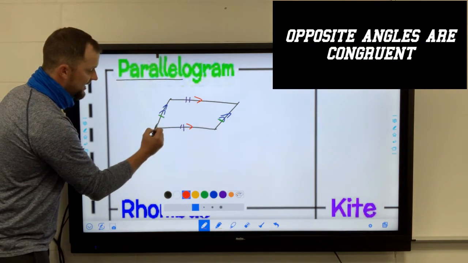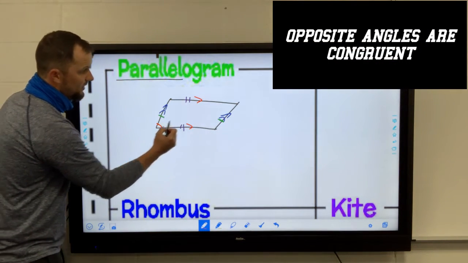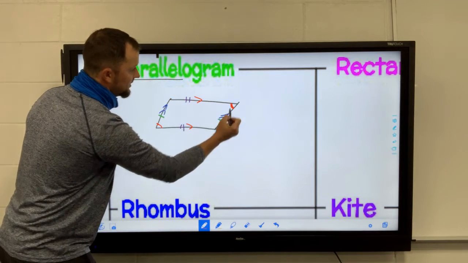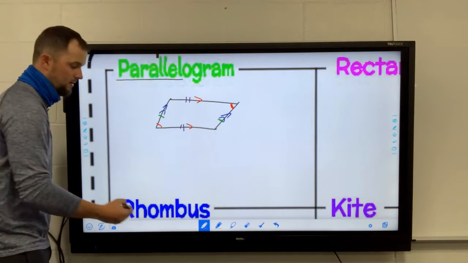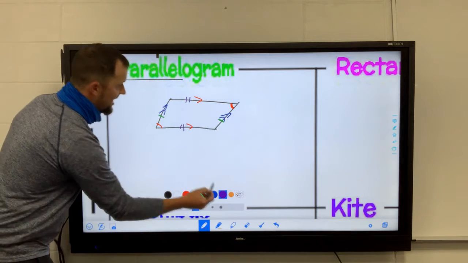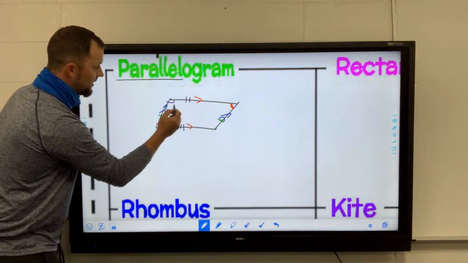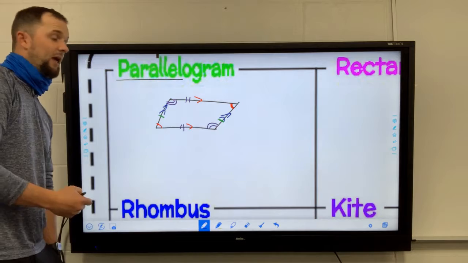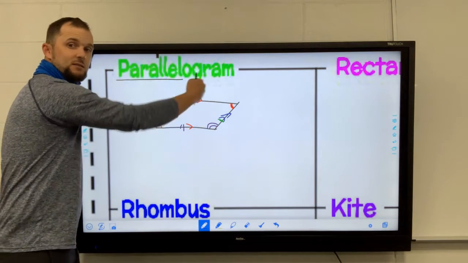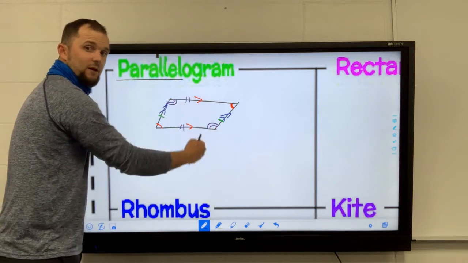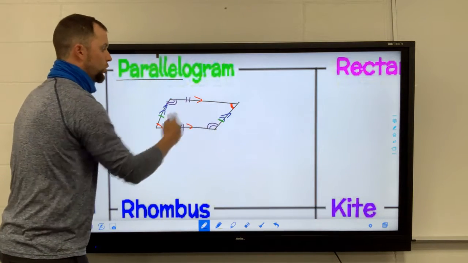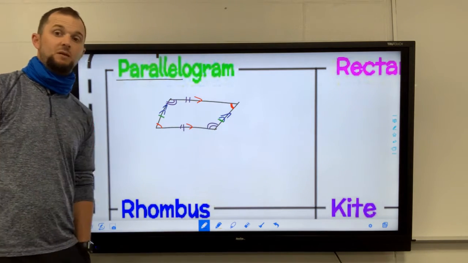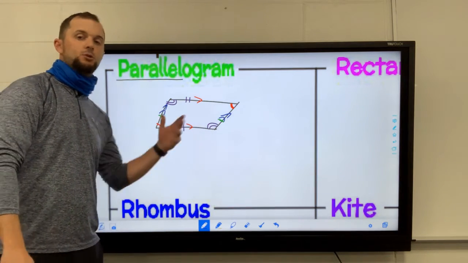This angle right here, if I go to the opposite side over here, is congruent to this one. That's why I'm putting the one notch there. And lastly, this angle right here is congruent to this angle right here. So again: parallel sides, congruent sides, and congruent angles across from each other. This is a parallelogram. Let's jump into the next one.